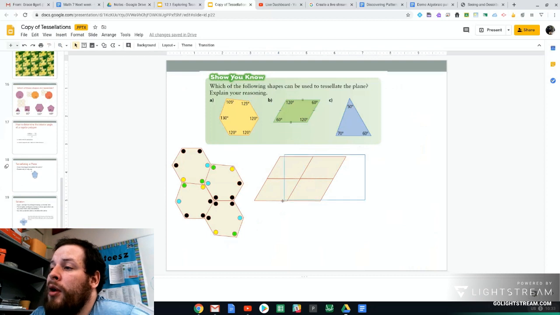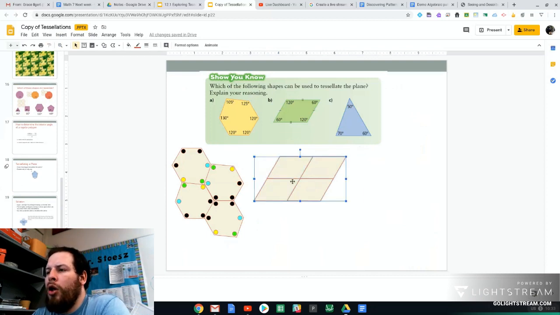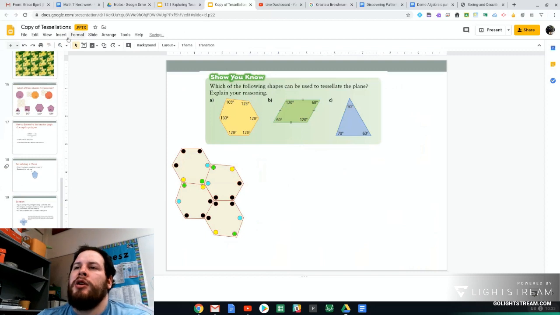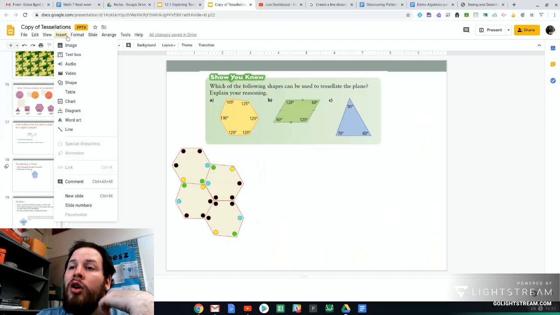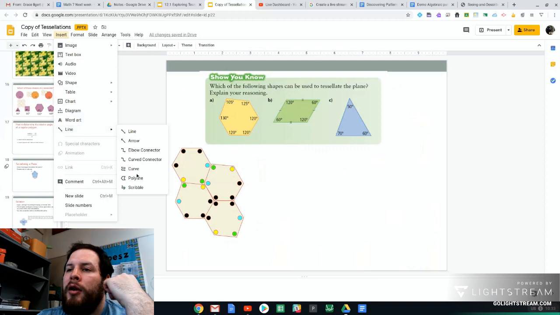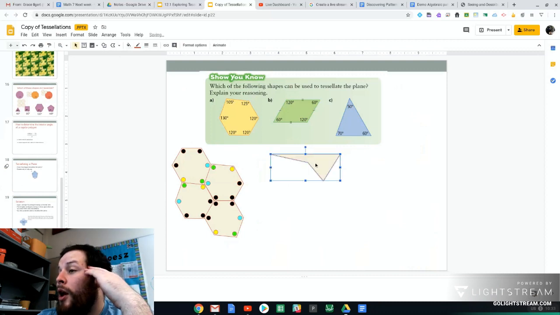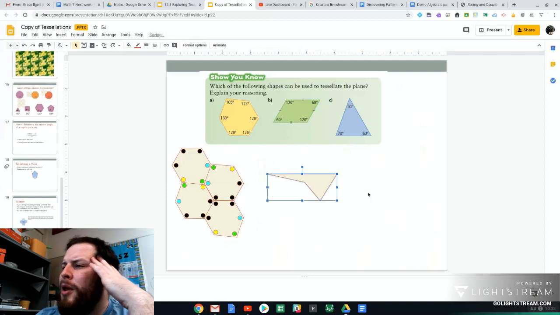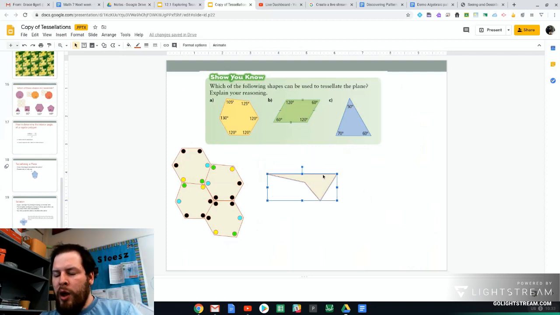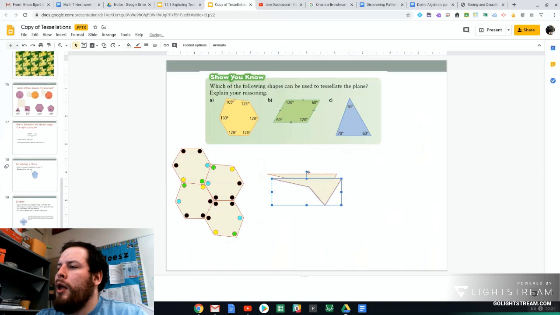Now, a little fun fact about four-sided shapes, or quadrilaterals: all quadrilaterals will tessellate the plane. And let me show you. I can make a funky shaped quadrilateral. Let's go something like this. And I might ask, does this tessellate the plane? It might not be obvious right now, but yes, it will. Does anybody know why all quadrilaterals will tessellate the plane?